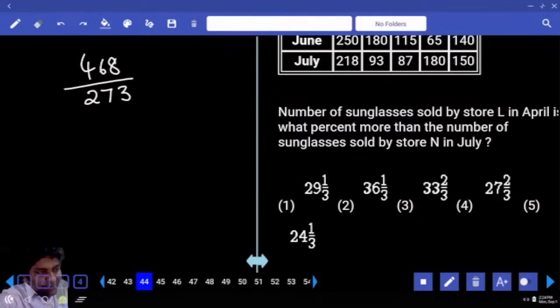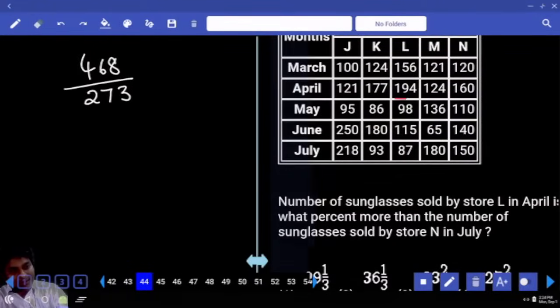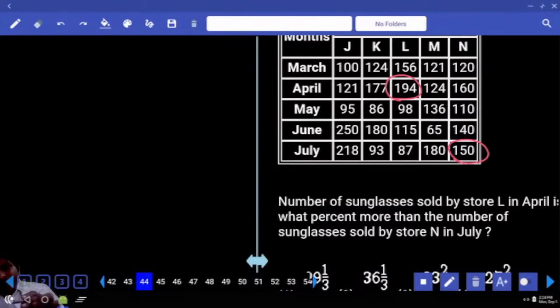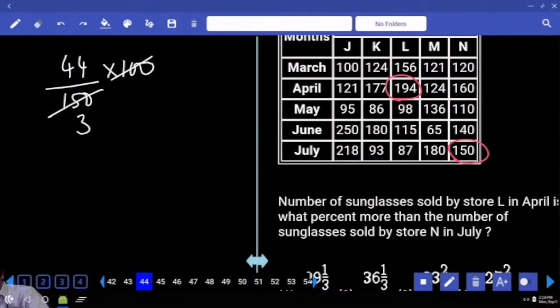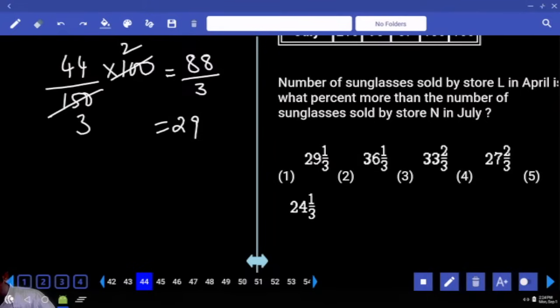Number of sunglasses sold by L in April is what percentage more than N in July? L in April, N in July. 194 is how much more than 154? 40 into 50. 50. 88 by 3. 29. How many options are starting with 29? Only one, first. Final.